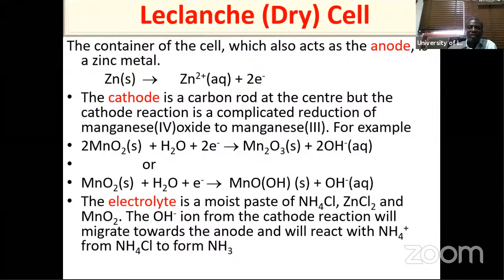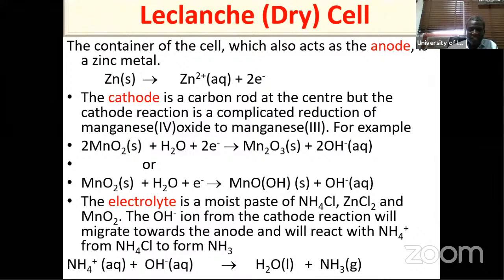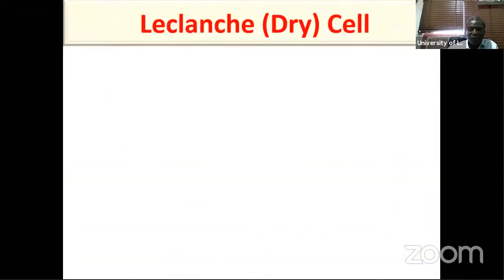The OH ion from the cathode reaction will normally migrate towards the anode, and that will react with your ammonium and begin to form ammonia gas. Is that ammonia gas that actually causes the problem? Yes, the moment you have that built up, then your battery will show that it is already getting used up. And that's the equation for the reaction. That is when you say, okay, the product built up, and then the battery is no longer functioning.